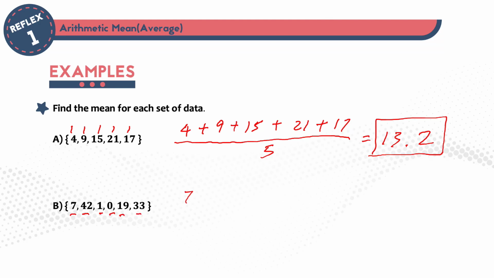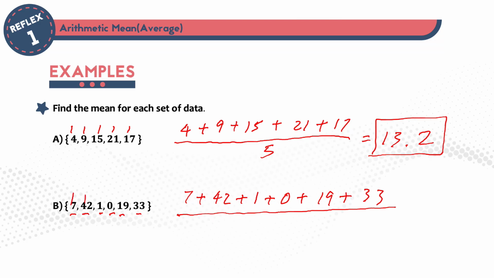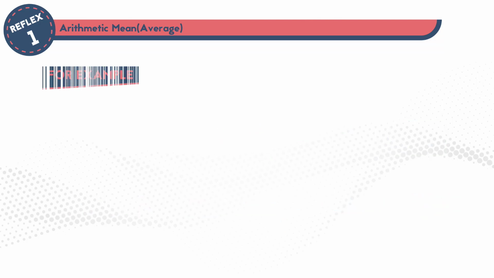Set B, we have 7, 42, 1, 0, 19, and 33. Let's add them up. 7 plus 42 plus 1 plus 0 plus 19 plus 33, all over, well, 1, 2, 3, 4, 5, 6, all over 6. And this is equal to 17. Done.